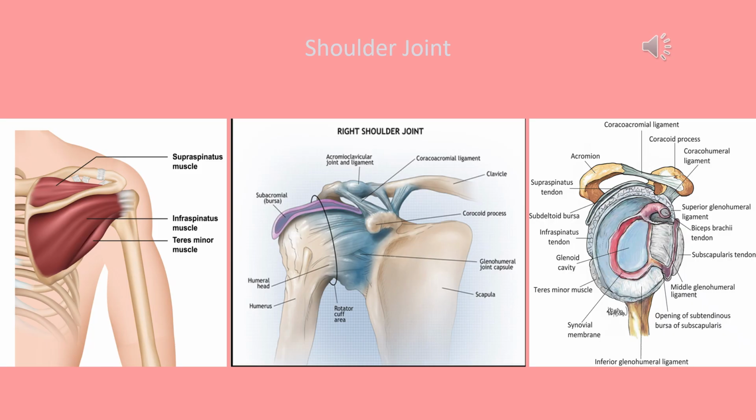Also, inside the joint capsule, there are three additional ligaments which attach the glenoid fossa to the head of the humerus. They are called the glenohumeral ligaments. So in the view on the right, you can see that there is a superior and a middle and an inferior glenohumeral ligament inside the joint capsule to help hold the ball in the socket.